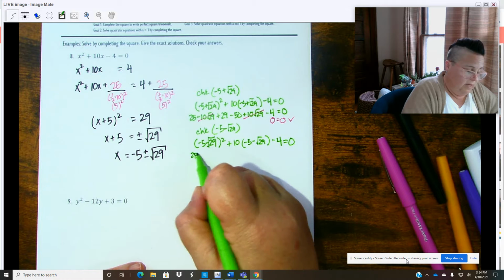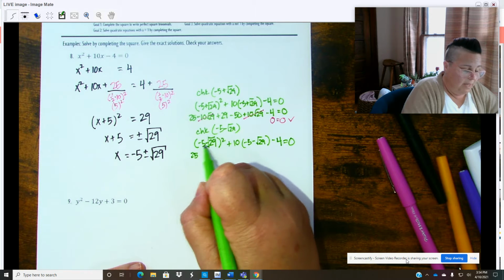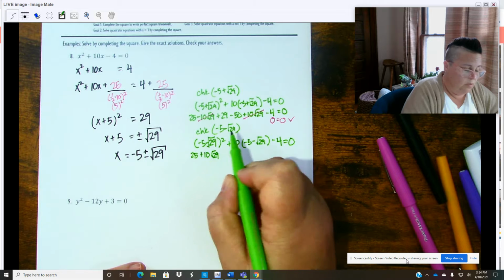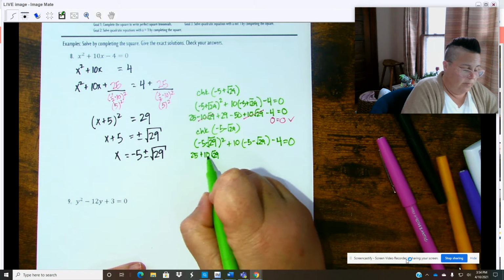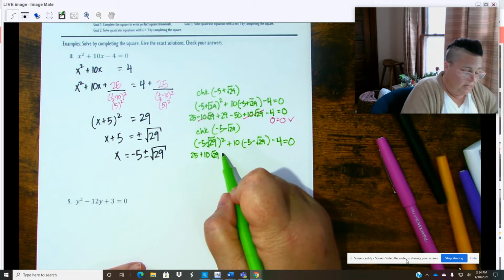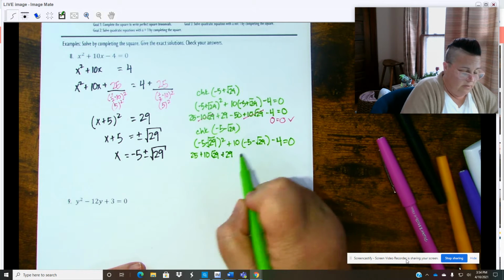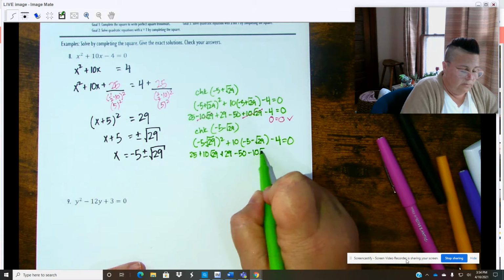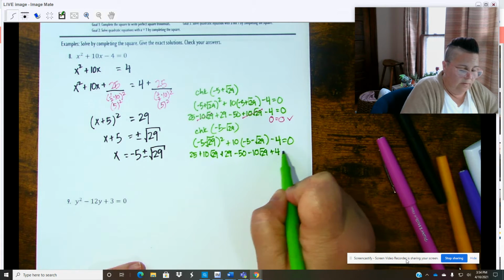So that's going to be 25. Multiply together is a positive 5. So plus 10 square roots of 29 double. Doubled is a 10. Square the square root of 29. That's just going to be 29. Minus 50 minus 10 square roots of 29 plus 4 equal to 0.